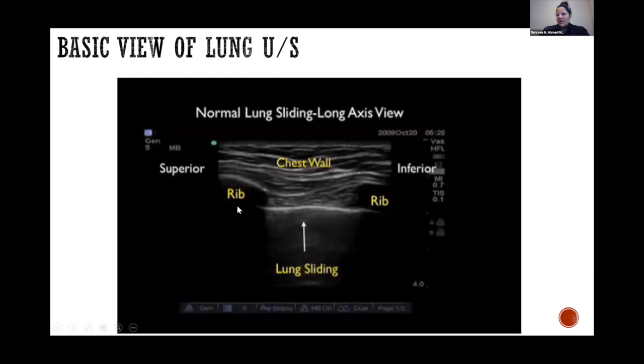Now remember what I said in the beginning, that bone does not absorb sound waves. It reflects all of the sound waves. So what you're seeing here is actually a shadow, because the sound waves hit the rib and reflect back, and all you see is a shadow below that bone. And that's why you see this rib shadow. You see a rib shadow here and the intercostal space in between, and above, that's chest wall. And again, you see superior and inferior labeled here, and this is with the high frequency probe.